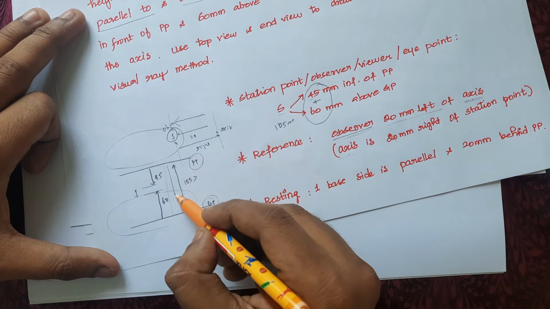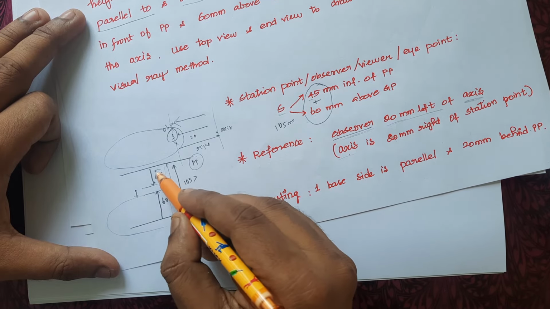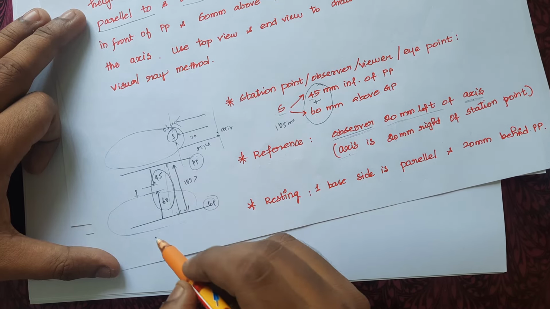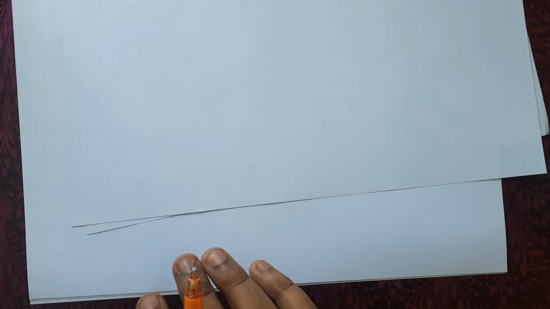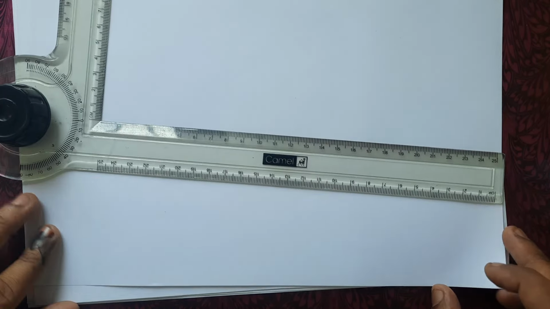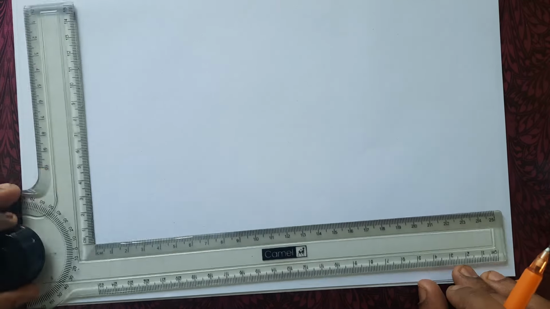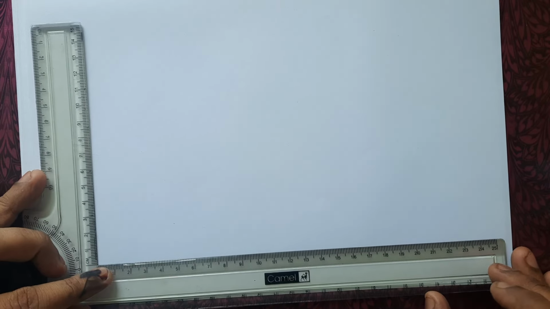So the total distance between PP and GP should be more than the summation of 60 and 45, that is 105. It should be more than 105. Okay, clear? So now we are going to draw a picture plane and the ground plane. The distance should be more than 105 mm. Let me draw the ground plane first.